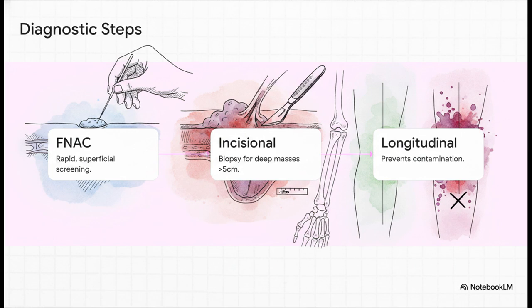Listen, any extremity soft tissue mass larger than 5 centimeters that is deep or fixed carries a major risk of being a malignant sarcoma. We have to perform a very careful incisional biopsy, and crucially, we must use pure longitudinal incisions along the limb's axis. If we don't, we risk contaminating lateral tissue compartments, which is bad news for future limb salvage surgery.